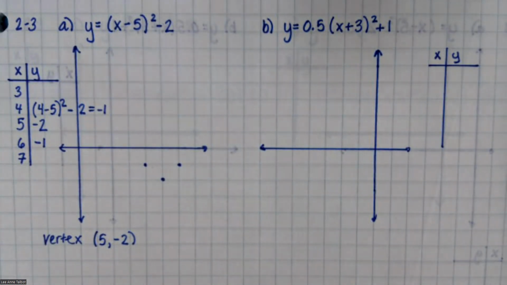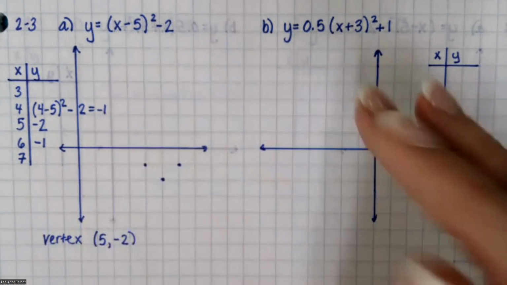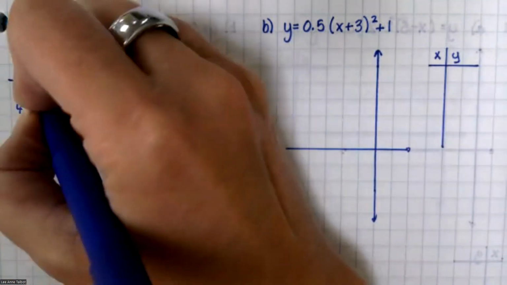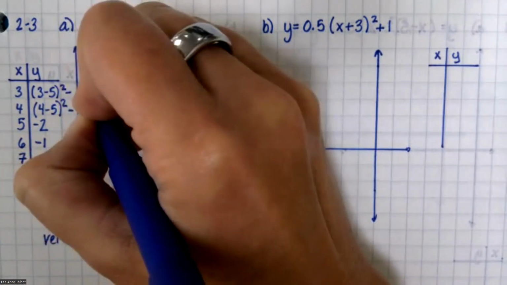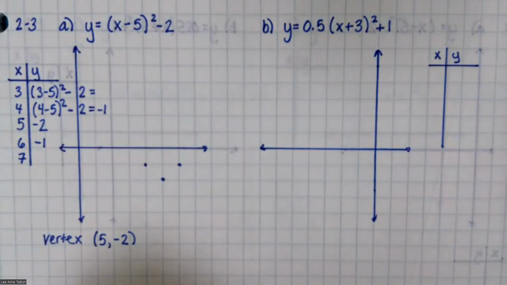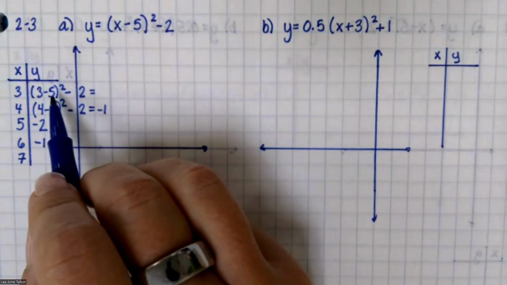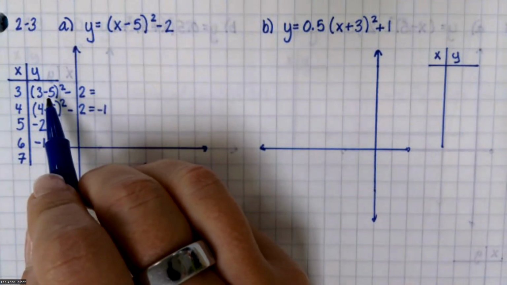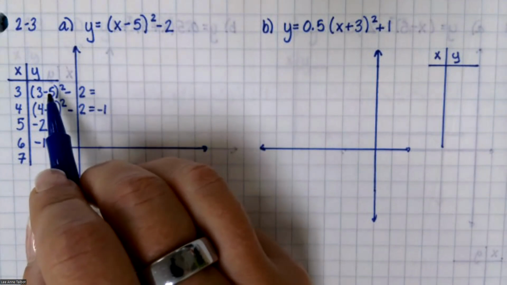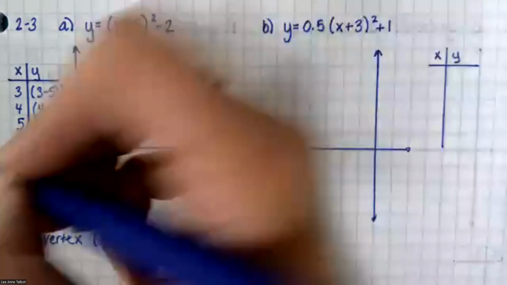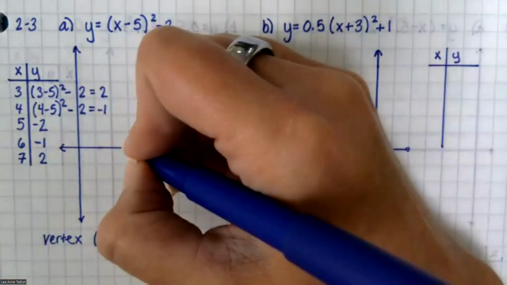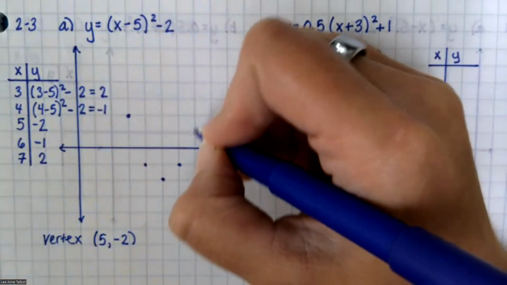So these aren't so bad, because you really only have to do 2 bits of math, because the other ones should match. Okay, 3 minus 5, squared, minus 2. 3 minus 5 is -2. -2 squared is 4, minus 2 is 2. So 2, 2, 2.